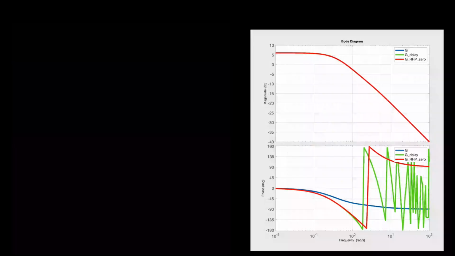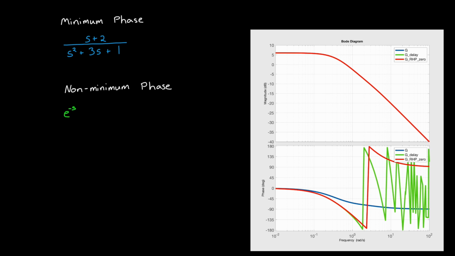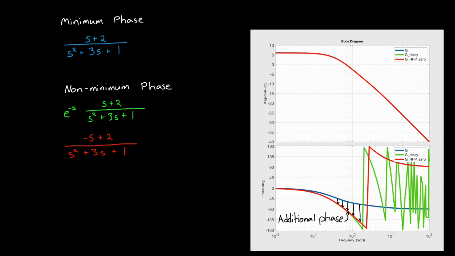And with this, we can talk about the concept of minimum phase and non-minimum phase systems. The transfer function (s + 2) / (s^2 + 3s + 1) is the minimum phase system for this particular magnitude response. And the other two transfer functions are the non-minimum phase systems, which hopefully is obvious from the fact that there is additional phase.